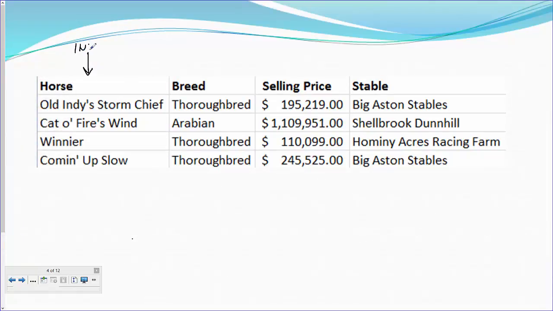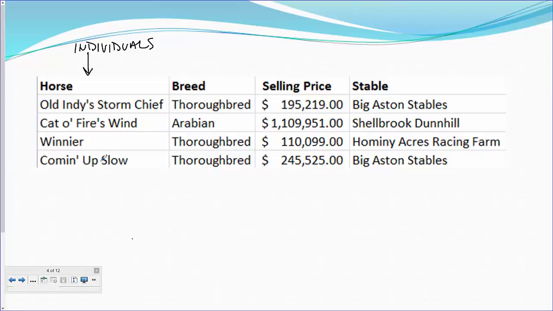These are the individuals. In this chart we have Old Indy Storm Chief, Catafires Wind, Winier, and Coming Up Slow. These are all horse names, as you can tell by the very strange names that we give horses. I think I'm going to name my first child Catafires Wind. So Catafires Wind Johnson. But these are the individuals that we are going to be studying.